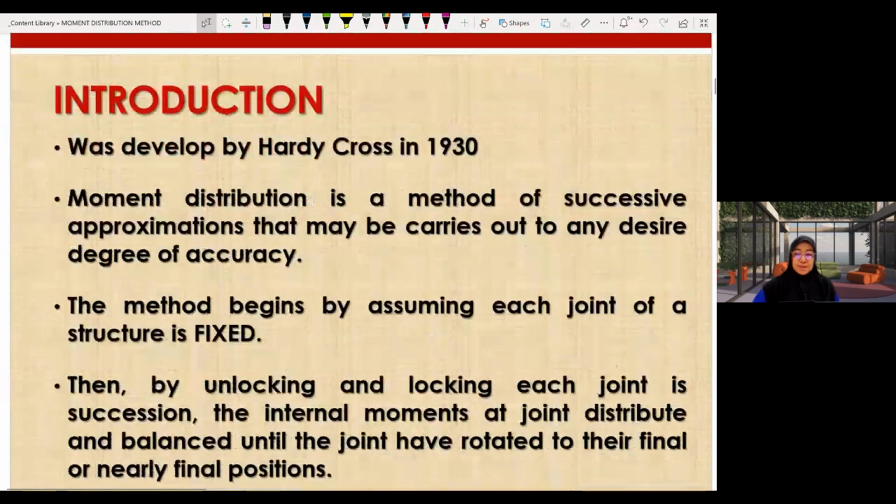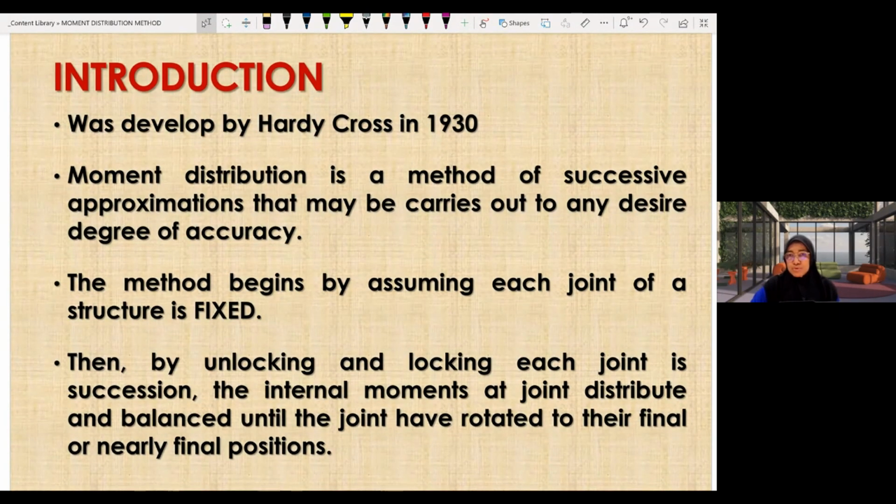Some introduction about the moment distribution method. This was developed by Hardy Cross in 1930. This method is a method of successive approximation that may be carried out to any desired degree of accuracy. The method begins by assuming each joint of the structure is fixed. When we analyze a beam using the moment distribution method, we are analyzing a continuous beam, which is an indeterminate beam.